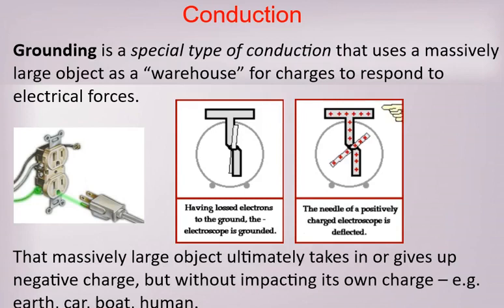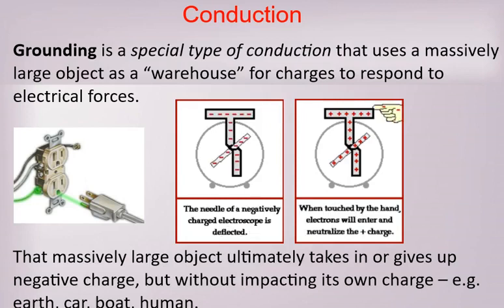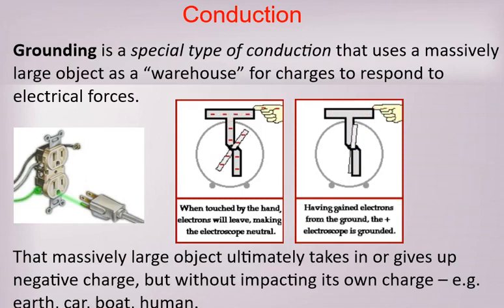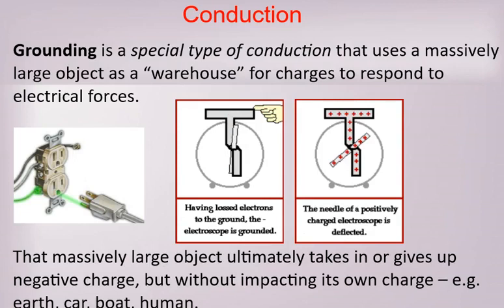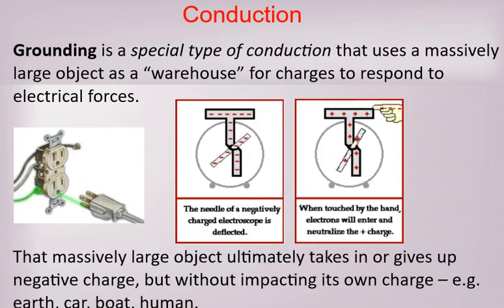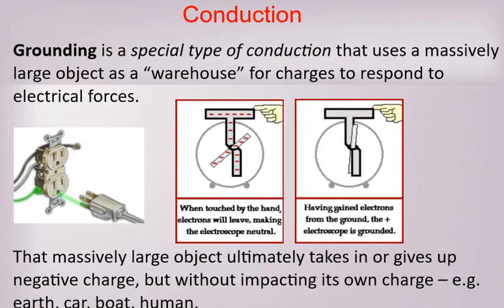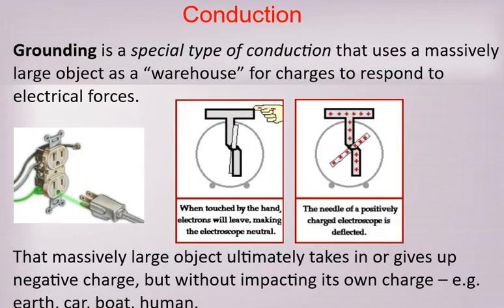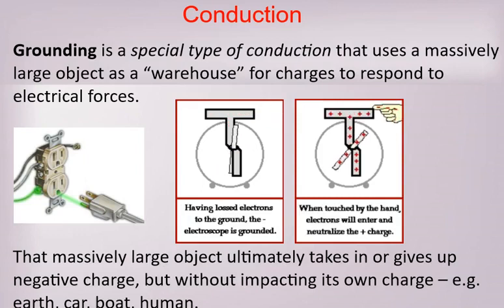So grounding is a very special type of conduction. It's where you make a path between the object and the earth. The earth can be thought of as a warehouse of excess charge. If you think of an object and you give it 100 extra electrons, that's probably a decent amount for a small object, where 100 extra electrons for the Earth is no big deal.